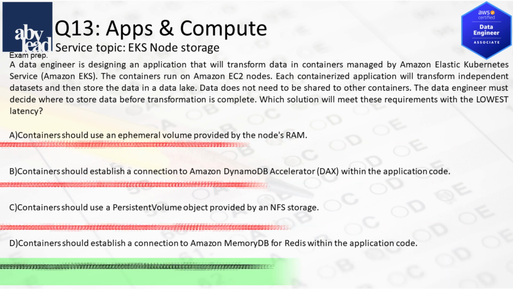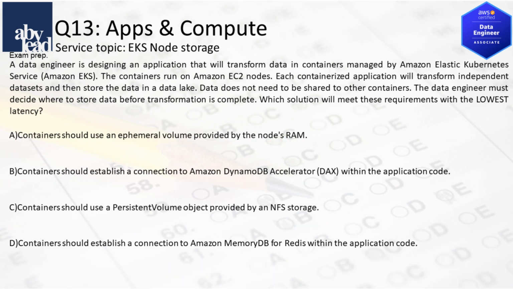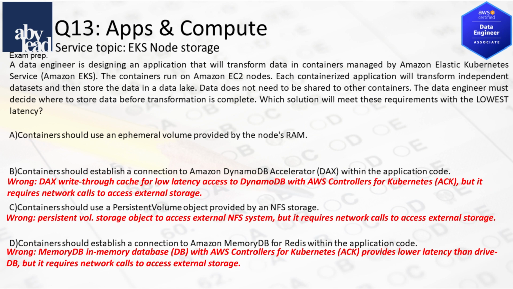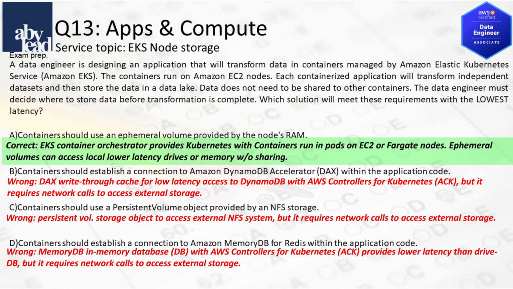Question 13. How do you store data before transformation with EKS Container App on EC2? It's inefficient to use AWS controllers for Kubernetes with DAX cache or MemoryDB database. Also, storage object for external NFS systems requires inefficient network calls. Most advisable is to store the data first in ephemeral node volumes of EKS container before transferring to S3.